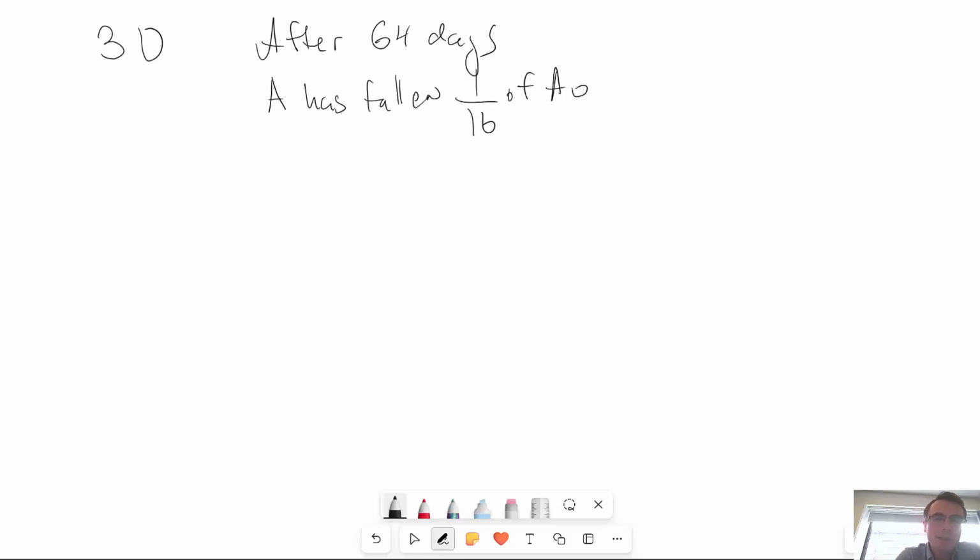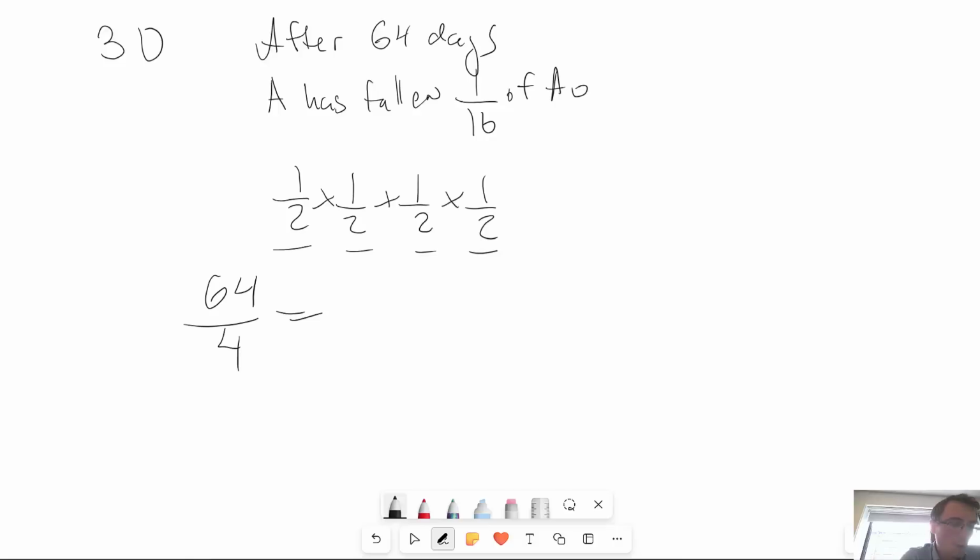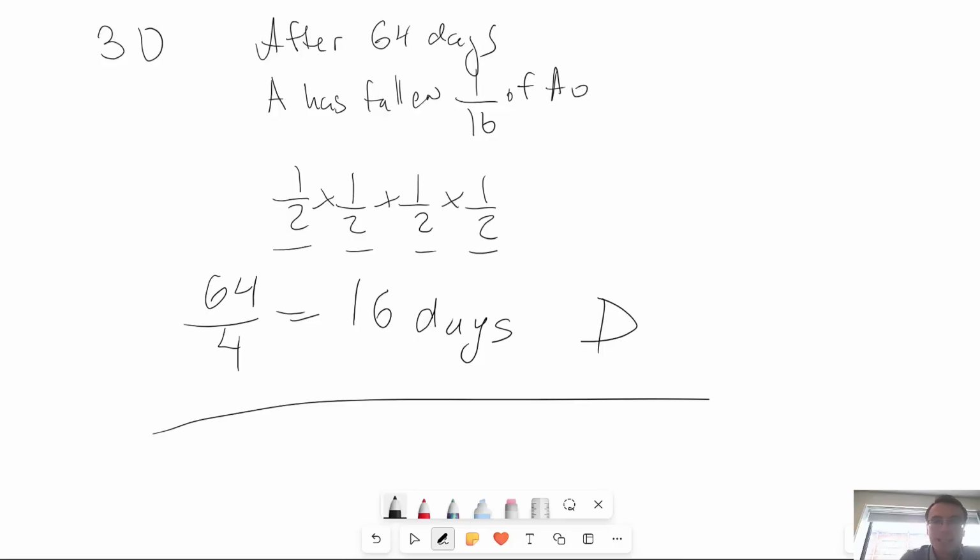Okay, so for question 30, we have a substance that's radioactive, and after 64 days, the activity has fallen to 1/16 of the original activity. The question is, how many times has it halved? So after 1 half-life, it will fall to half the value. After 2, we're going to have 1/4, then 1/8, and then 1/16. So how many half-lives is this? 1, 2, 3, 4 half-lives. That whole process took 64 days, so 64 divided by 4 means that the half-life has got to be 16 days. Correct answer should be D.